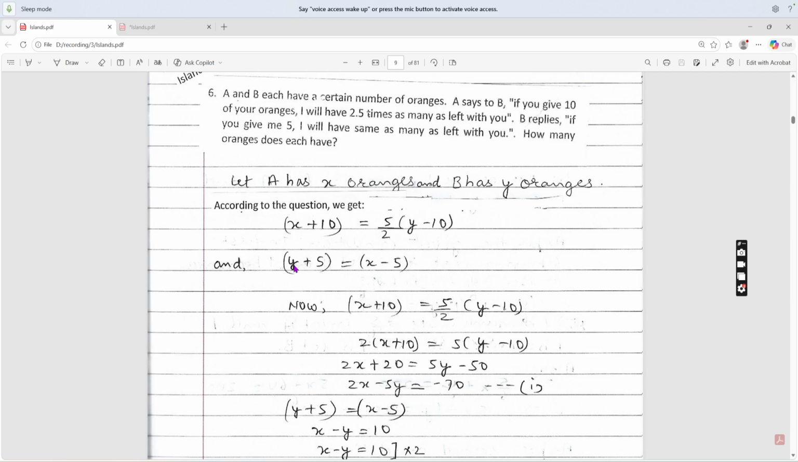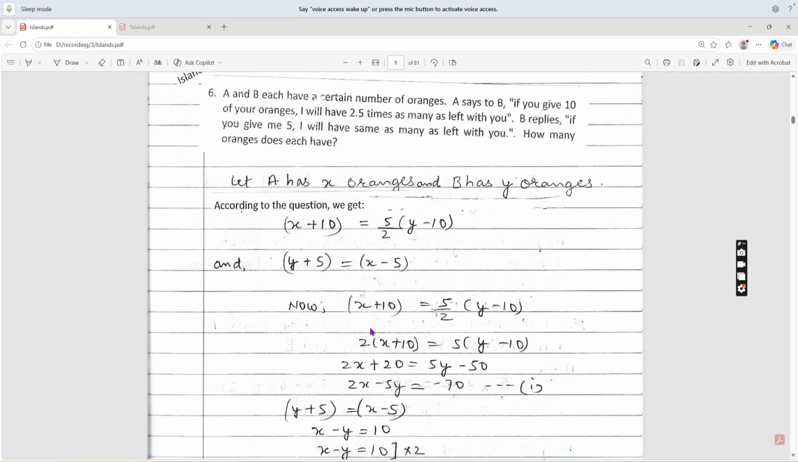So in the new arrangement, Y plus 5 is equal to X minus 5. Why? Because the new number held by B is Y plus 5 and the new number held by A is X minus 5, and the ratio is 1 to 1. Why 1 to 1? Because it is written as same, so we multiply by 1 only. Clearly the same law is governing here, that one's gain is another's sacrifice. So B gains 5, giving Y plus 5, and the sacrifice of A is 5, represented by X minus 5, and the ratio is 1.